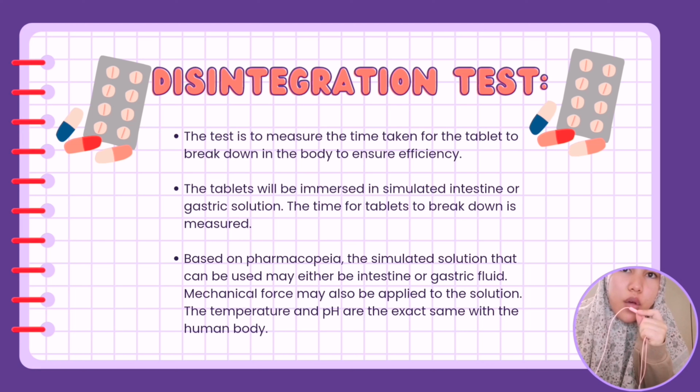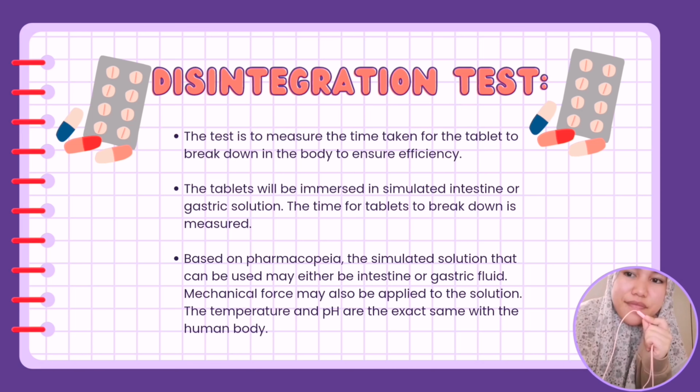Okay, next. So in our product, we will do the disintegration test. Usually, the test measures the time taken for the tablet to break down in the body to ensure efficacy. The tablet will be immersed in simulated intestinal or gastric solution. The time for the tablets to break down is measured. Based on pharmacopoeia, the simulated solution that can be used may be either intestinal or gastric fluid, and mechanical force may also be applied to the solution. The temperature and pH are exactly the same as in the human body.